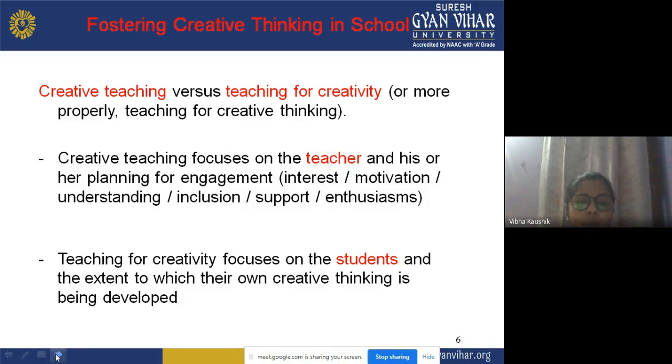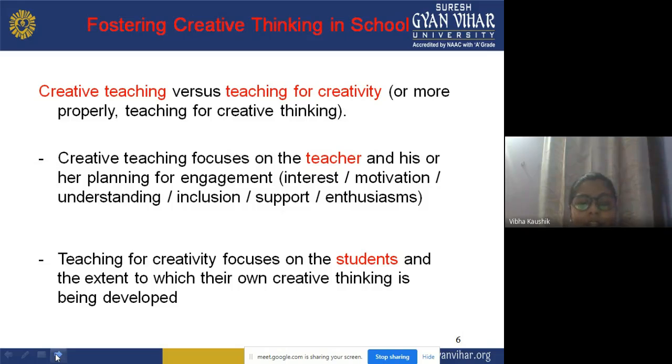Now, creative teaching focuses on the teacher. When we are talking about creative teaching, the creative teacher is focusing on the teacher and his or her planning for encouragement, interest, motivation, understanding, inclusion, support, and enthusiasm. It means the focus area is on the teacher, and the planning made by the teacher for his teaching-learning process.